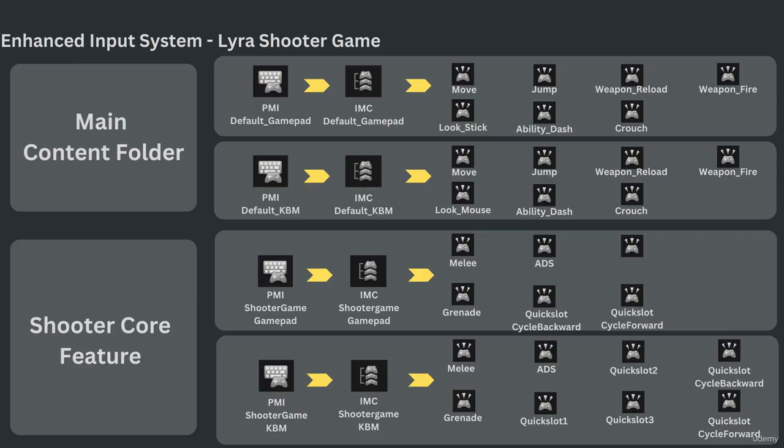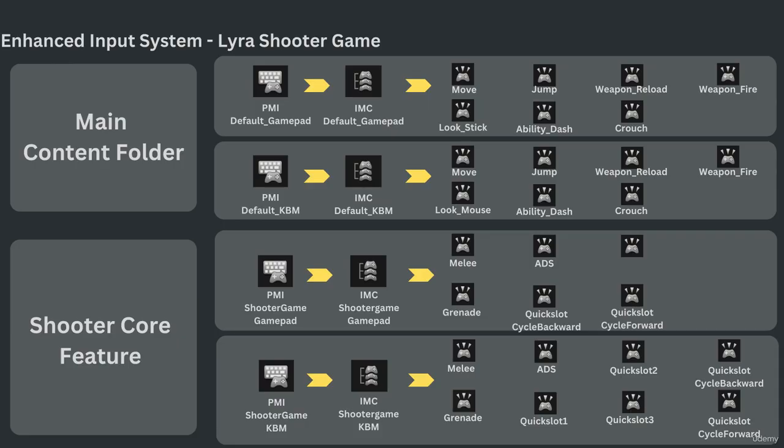In the main content of the project, there are 2 PMI files, one for the keyboard and the other for gamepad. The common input actions are configured using the input mapping context, like the player movement, jump, weapon fire, weapon reload, crouch, etc. In the shooter core game feature plugin, there are 2 other extended PMI files, one for the keyboard and the other for gamepad. The additional input actions are configured using the input mapping context, like the melee, ADS, throw grenade, quick slot actions.